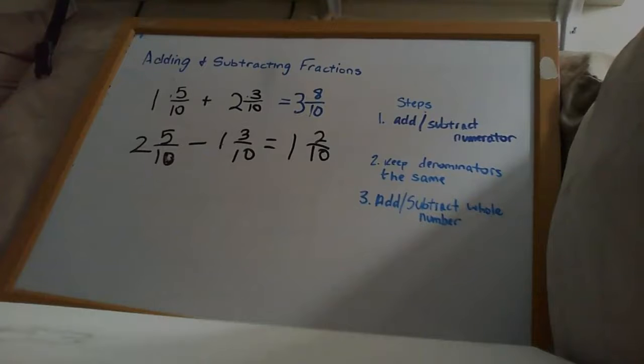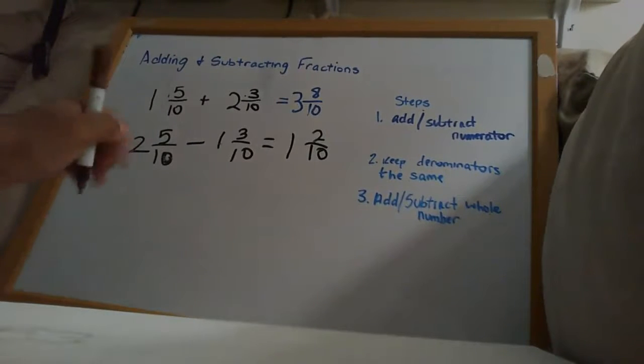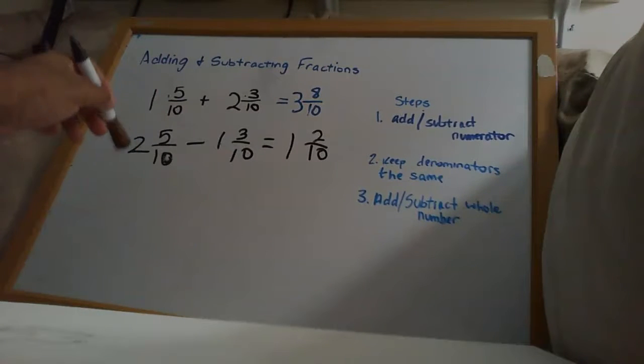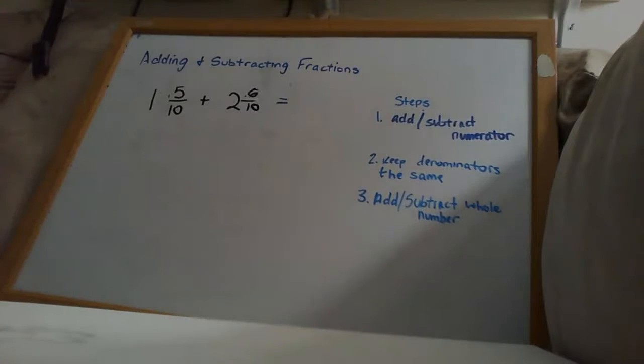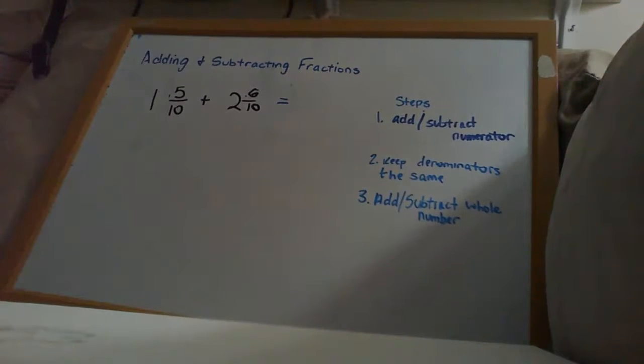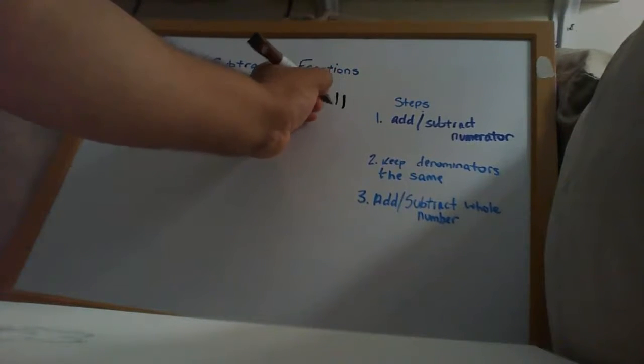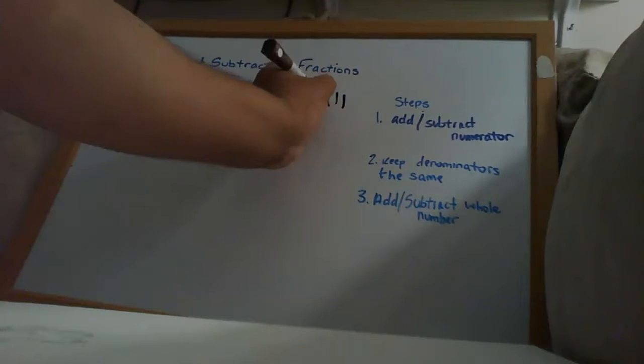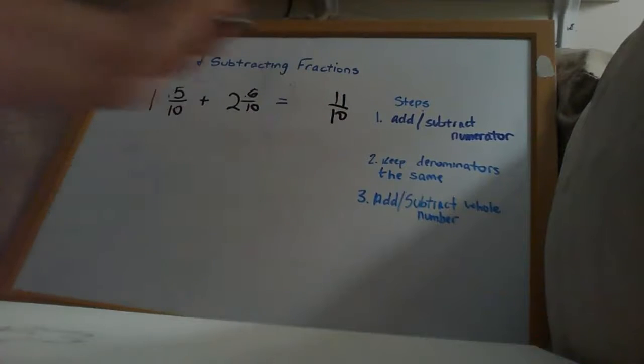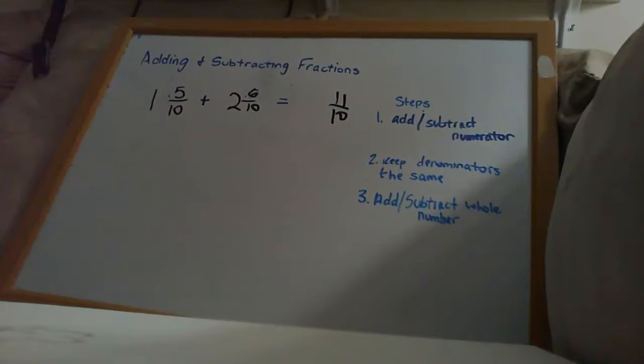First, with addition, what if we have a situation like this? Let me erase this problem. 1 5/10 plus 2 6/10. If we add 5 plus 6, that will equal 11. And the denominator will stay 10. Now, are we going to keep 11/10 as a fraction?